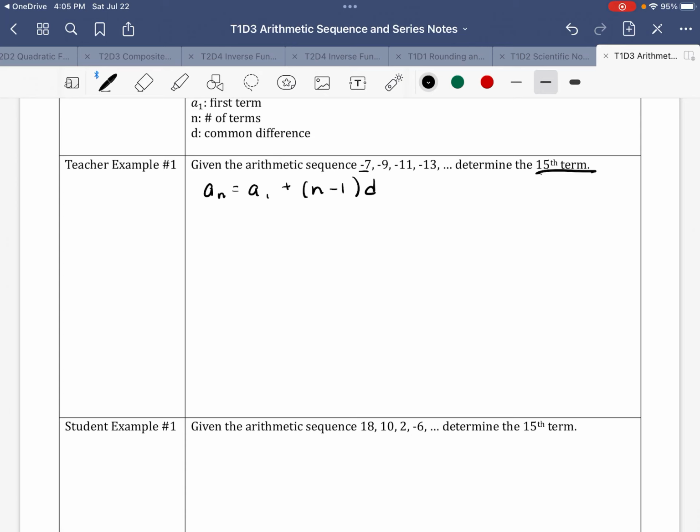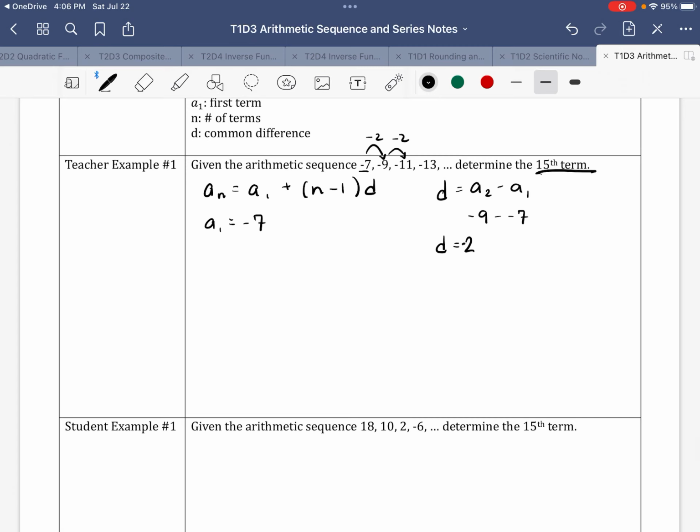Here we see negative 7 is our first term. That means a sub 1 is equal to negative 7. In order to calculate our common difference, we're going to take the second term and subtract it from the first term. So we're going to take negative 9 minus a negative 7. So our common difference here is negative 2, or subtracting 2 from every term. So go from here to here, minus 2. Here to here, minus 2.